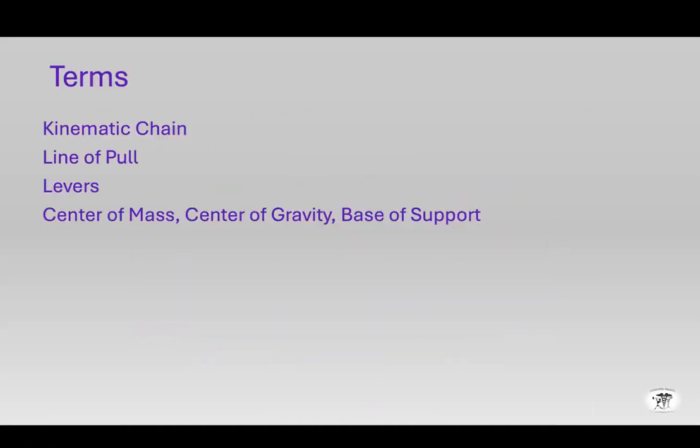And so we're going to be discussing some of the key concepts that relate to the physics of how the human body works. I know, big troublesome topic for a lot of people, but we're going to look at basically four distinct things here. We're going to look at what's referred to as the kinematic chain, what's referred to as lines of pull, the lever systems that we use in our body, and then how our center of mass, center of gravity, and base of support will be impacted based off of the exercises that we use and how we go about doing the exercises.